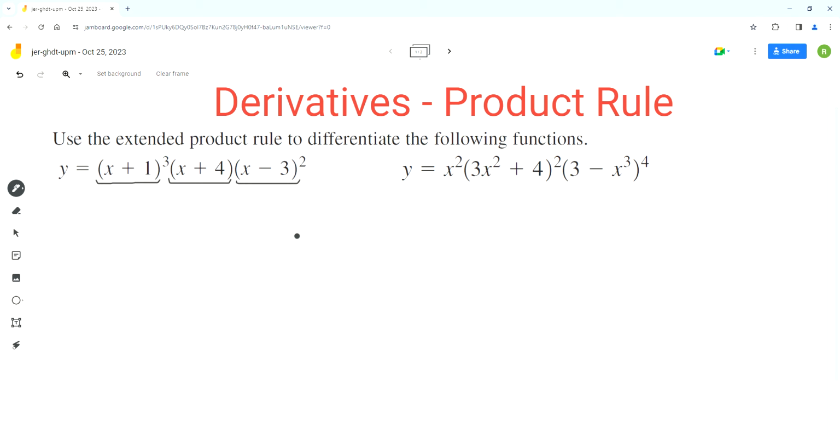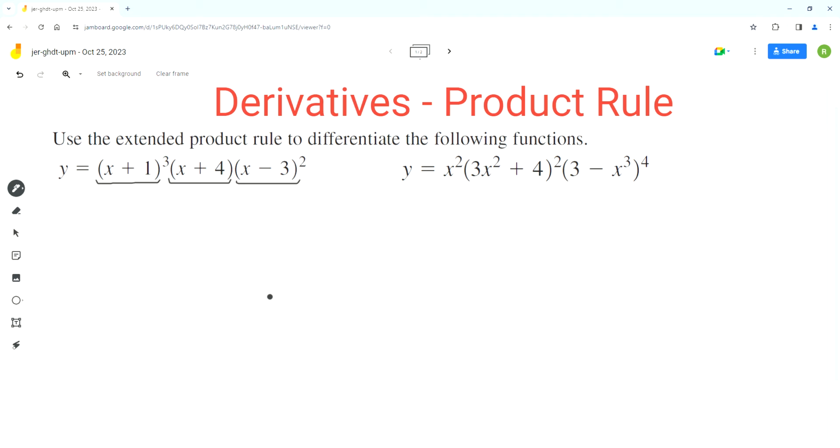Now for this function, we cannot use our regular product rule because that product rule is only useful for a function that's a multiple of two functions. But in this case, this function is made up of three functions that are being multiplied. So that's why we have to use the extended product rule.